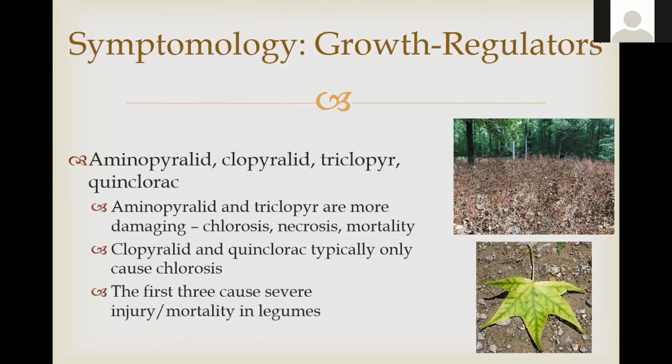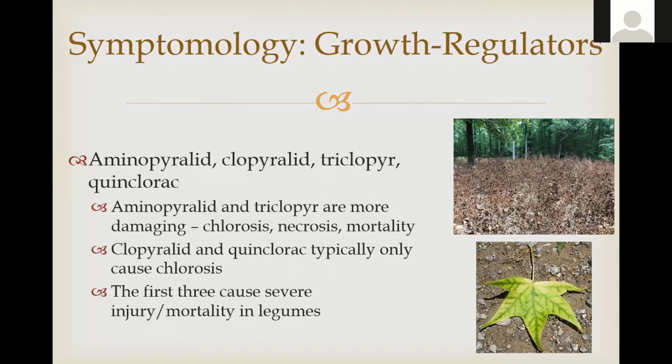Clopyralid and quinclorac, same family, they're not going to typically be as damaging. You can bump those rates up to a point where you get more than just chlorosis, but typically you're not going to see the damage out of those. So you'll still get the cupping, but you're not getting the necrosis. You're not getting the mortality out of those herbicides you do out of some of the others. You're starting to be able to pull some of the herbicides off the table when it comes down to trying to figure out what actually did the damage.